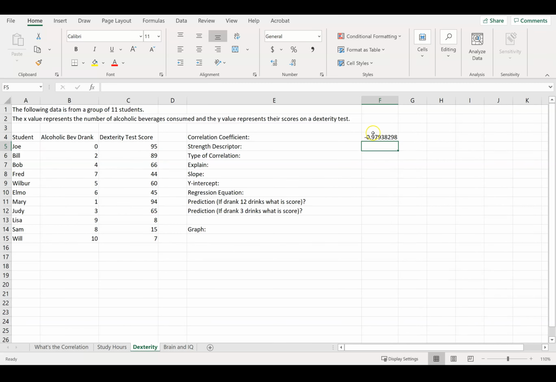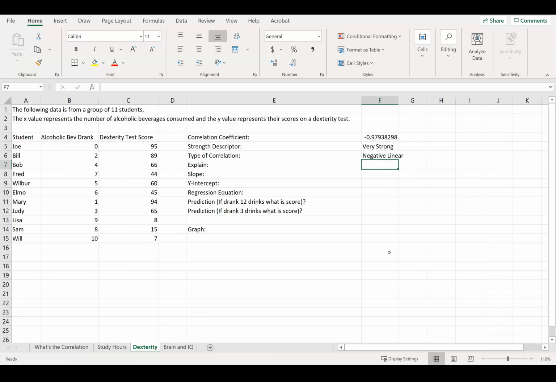All right, negative 0.97. So to me, that looks like a pretty good indicator of a correlation. In fact, a very good one. The strength would be very strong. The type of correlation, in this case, would be negative linear. It's negative because, you know, we've got our negative up here. You can see it right there at the start of the correlation coefficient.